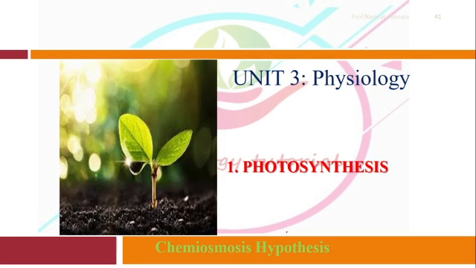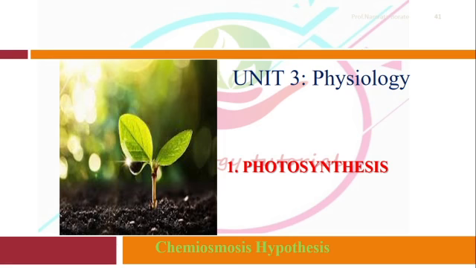During cyclic and non-cyclic photophosphorylation, there is synthesis of ATP molecules, but this ATP is synthesized due to the transfer of electrons in a chain, which is called the electron transport chain. Whenever this electron transport chain occurs, there is synthesis of ATP, and that phenomenon is called chemiosmosis.